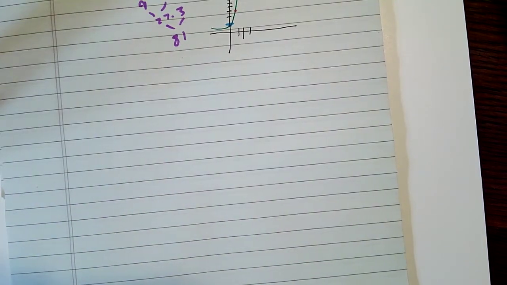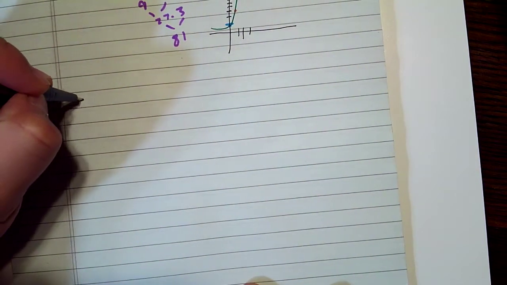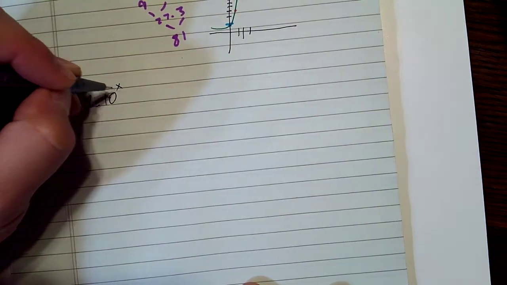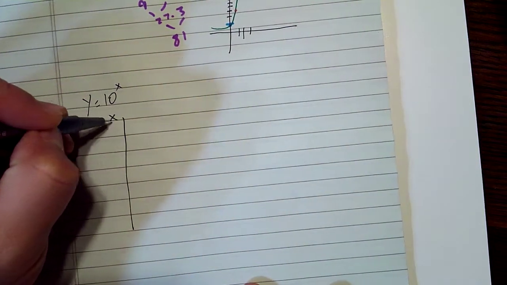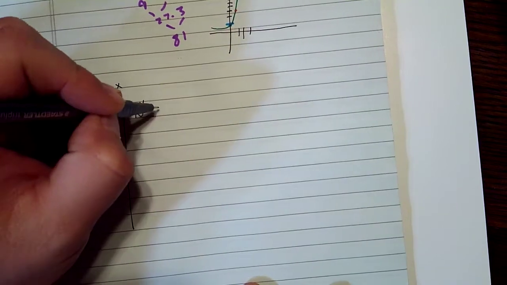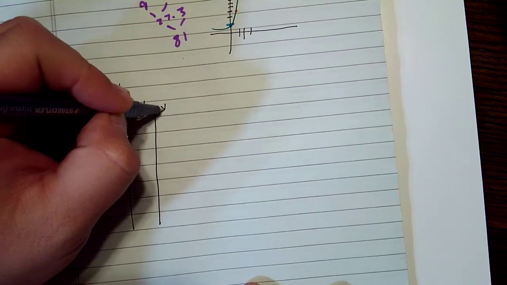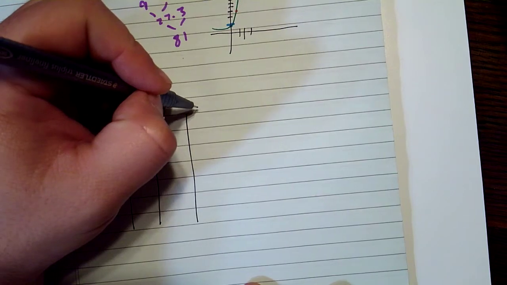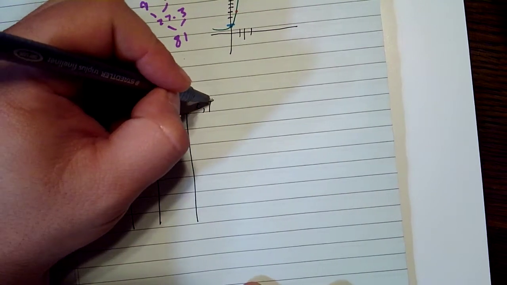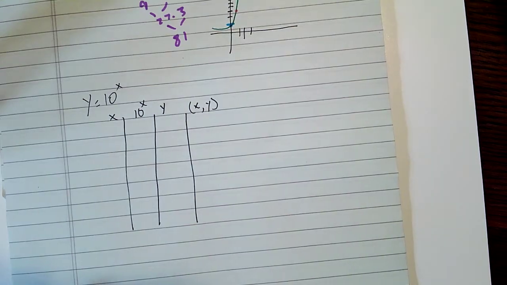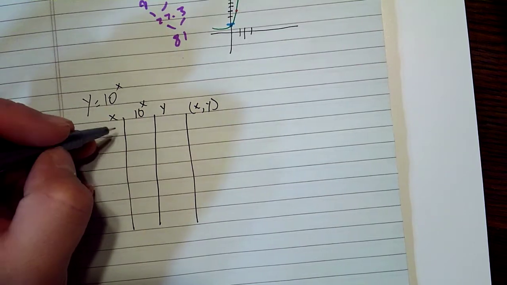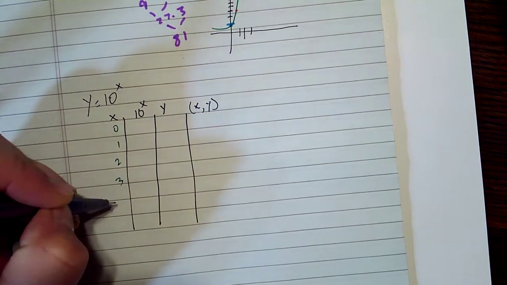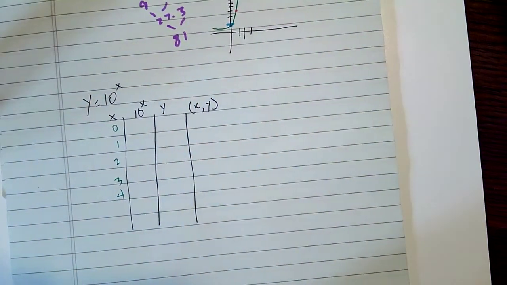The next one, we start with y equals 10 to the x. I'm going to set up a table just like we just did. Exact same. We're going to say x, 10 to the x, y, and then xy, our coordinate point. For our x's, we get to pick them. So as always, pick the good old standards: 0, 1, 2, 3, 4. Easy peasy.